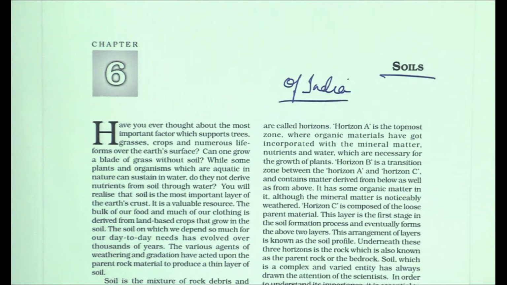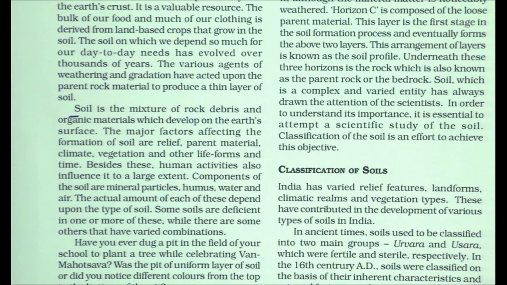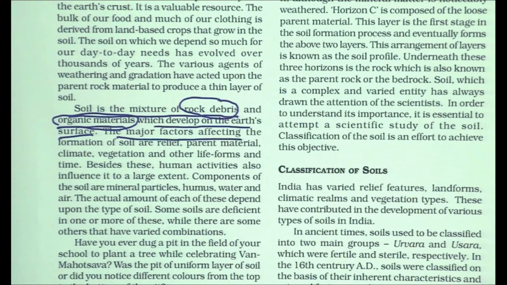Our chapter actually starts from the definition of soil, and we want to take that with support of both NCERT content and diagram. Soil is a mixture of rock debris and organic material which develops on the earth's surface. So, I have got two constituents for soil, rock debris and organic material, and the major factors affecting the formation of soil are relief, parent material, climate, vegetation and other life forms and time.